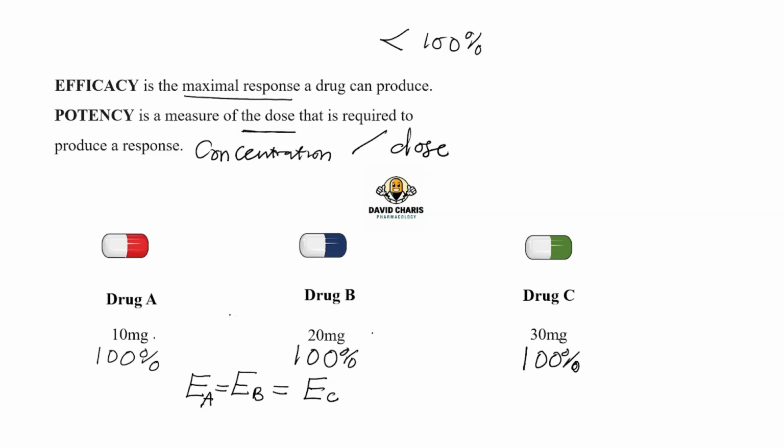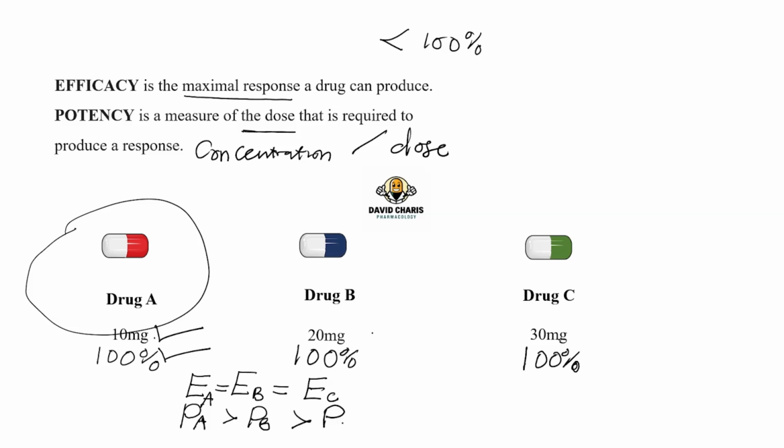So the more potent drug is the one with the lower concentration that still produces a complete reduction of pain. So drug A is of high potency. I'll write P for potency: drug A is more potent than drug B, more potent than drug C.